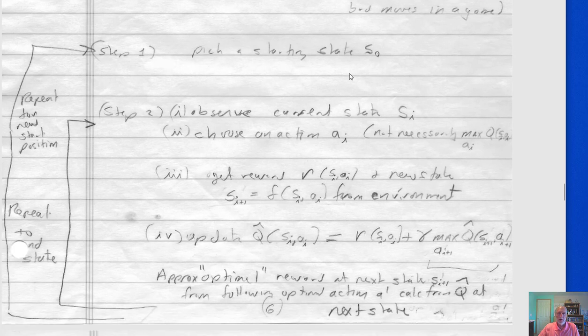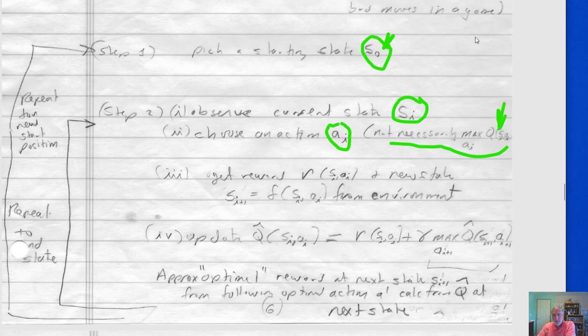Step 1, you pick a starting state S0 anywhere within the state space. So for the grid world, you just pick some spot. You observe the current state, and we're going to do this starting with S0, and then we keep moving forward. Observe the state, choose an action, and in fact, you don't necessarily need to choose the best action based on the Q values you know right now, because the Q values were initialized randomly.